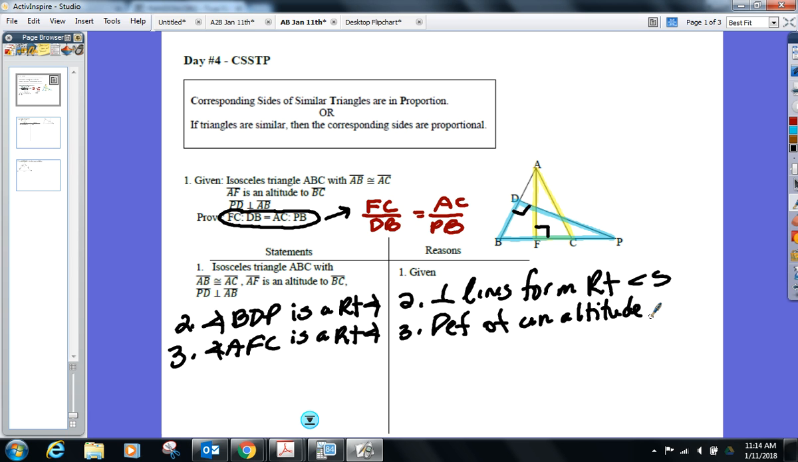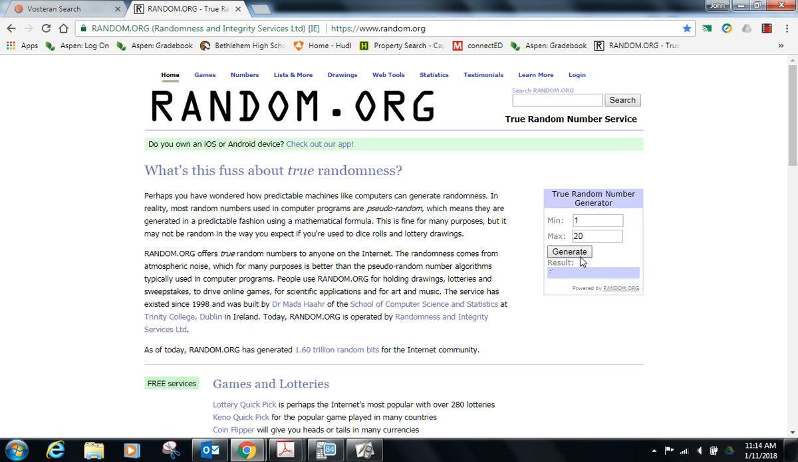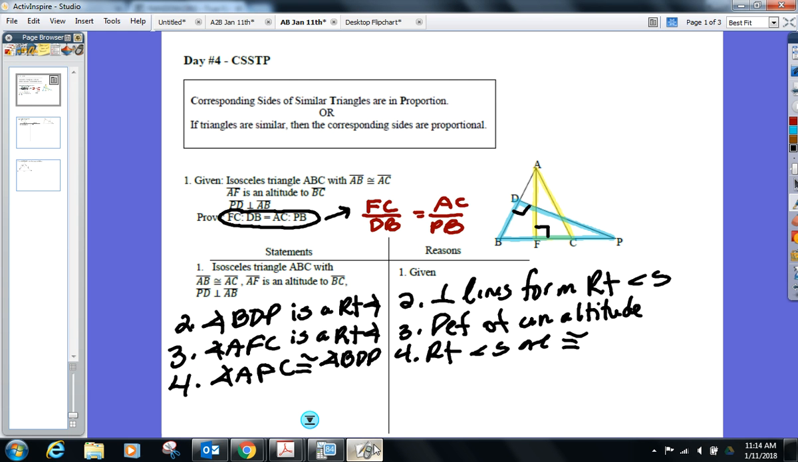And now what do you still got to tell me about the right angles? They're congruent. Yep. Just like we did yesterday. We're just going to extend our proof one more step. Right angles are congruent. Still need to find another pair for me. There's another pair lurking up here somewhere. Another pair of congruent angles. Where are they? Any idea?